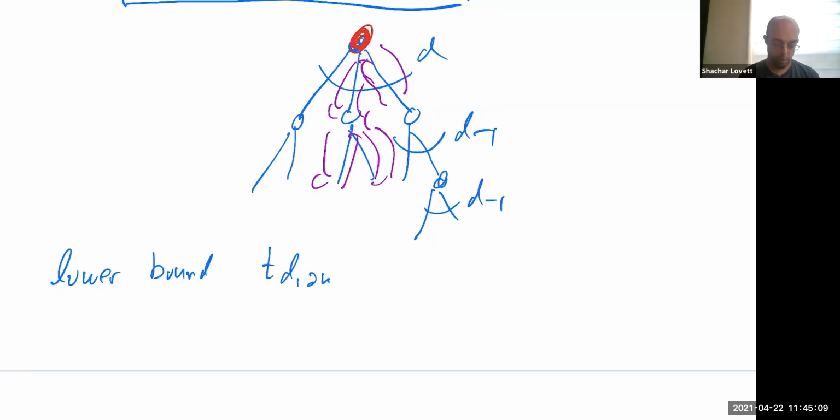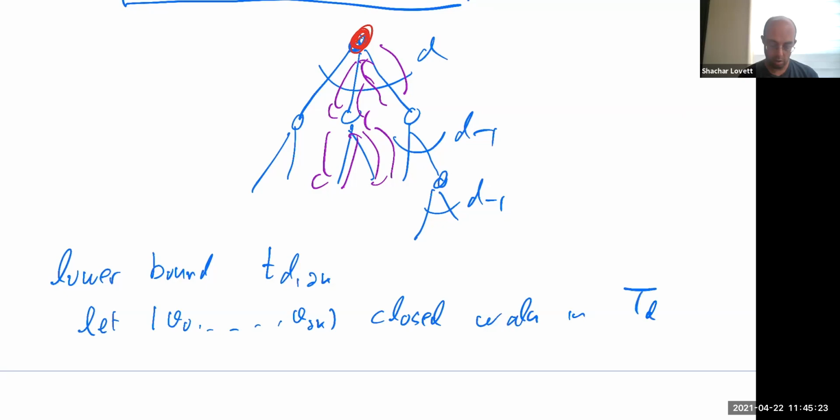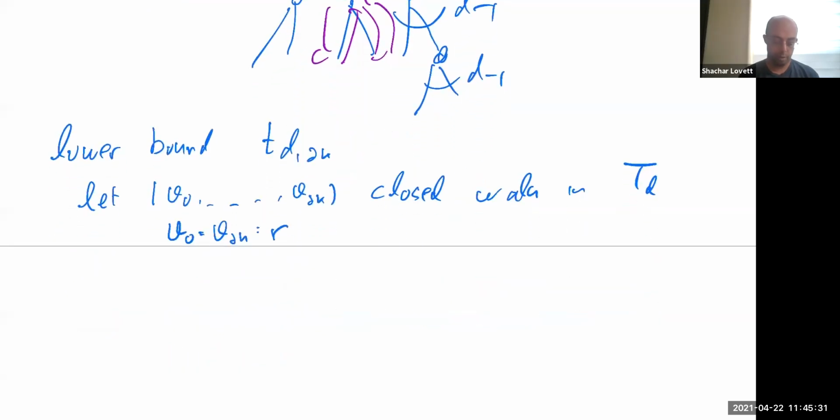So let's say v_0 up to v_{2k} is a closed walk in T_d, where remember that we start and we end at the root. So I'll define a pattern of it. Its pattern is going to be the following.